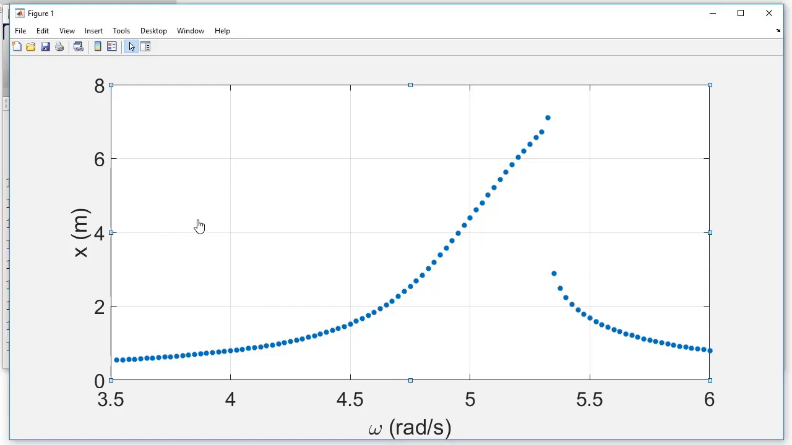Okay, after a little bit of break, let's get to the last part of this lecture and this course, which is deriving the governing equation of motion using the Euler-Lagrange approach.